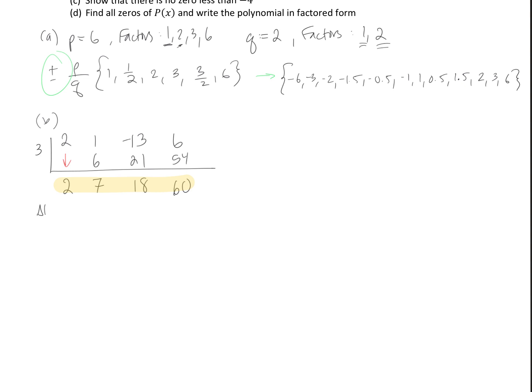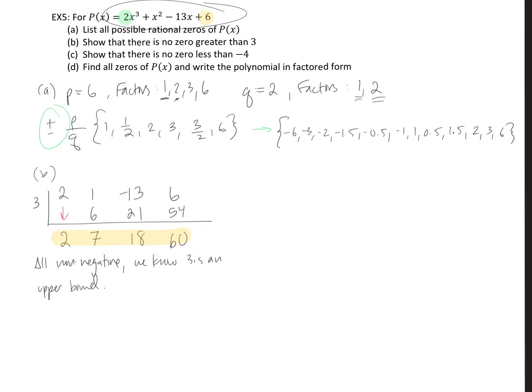So if they're all non-negative, what do we know? We know 3 is an upper bound, which means anything bigger than 3 is not going to be a 0. So we can say goodbye to 6. That's not going to be a 0. That's one down. Now let's go ahead and test negative 4.